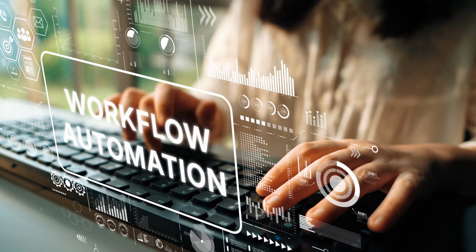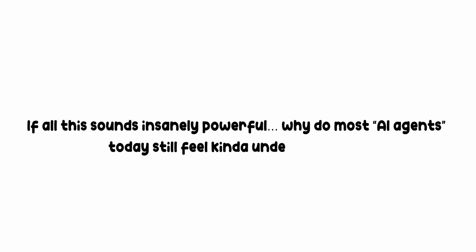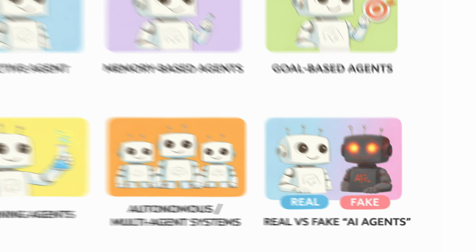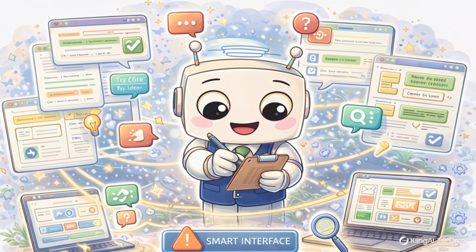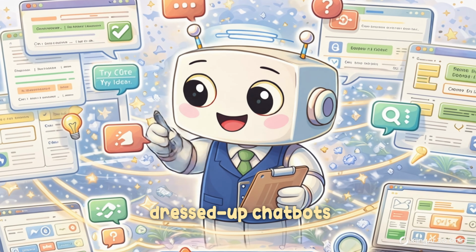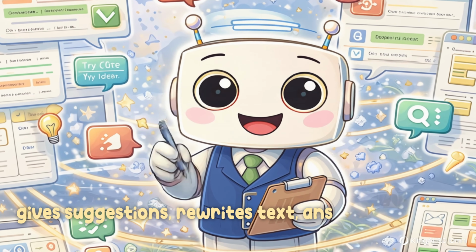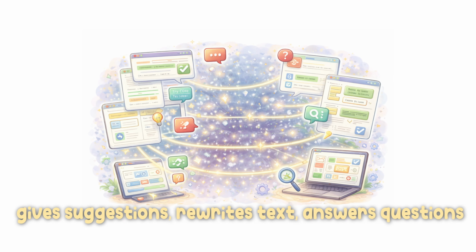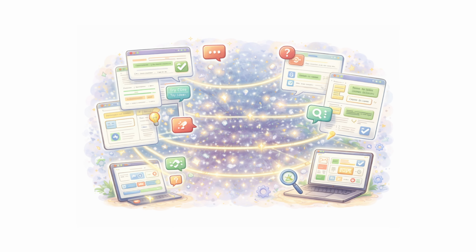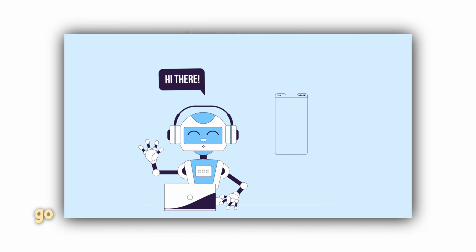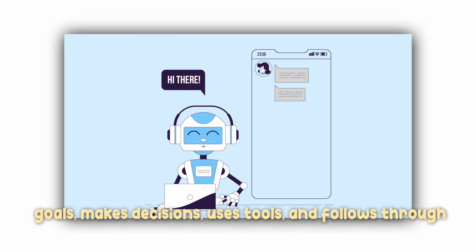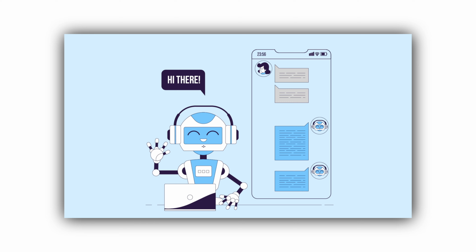But hold up, there's a catch. If all this sounds insanely powerful, why do most AI agents today still feel kinda underwhelming? Real versus fake AI agents. Because a lot of them aren't real agents at all. They're just dressed up chatbots. If something only talks, gives suggestions, rewrites text, answers questions, but never actually takes action in other systems, that's not a true agent. That's just a smart interface. A real agent understands goals, makes decisions, uses tools, and follows through, without you holding its hand every step of the way.